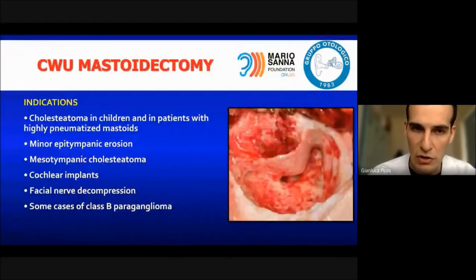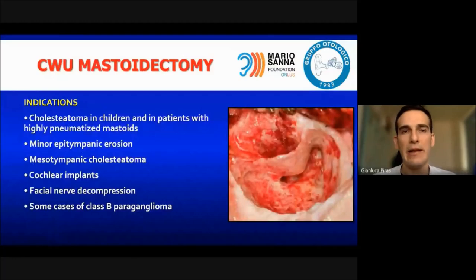So I showed you what is practically a complete canal wall up mastoidectomy. But now let's focus on the indication of this technique. You know that for the canal wall up mastoidectomy, the main indication is the cholesteatoma, especially in children with congenital cholesteatoma, or in case of cholesteatoma with highly pneumatized mastoids, where a canal wall down technique could be at least tricky.